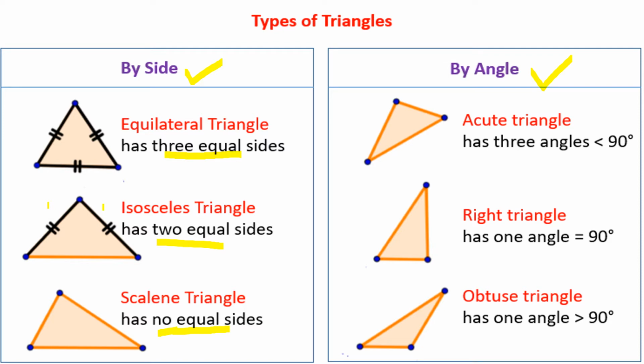Then based on their angles: the acute angled triangle has all three angles less than 90 degrees. Then the right angle triangle has only one angle of 90 degrees. Then the obtuse angle triangle has one angle greater than 90 degrees. That is called an obtuse angle triangle.